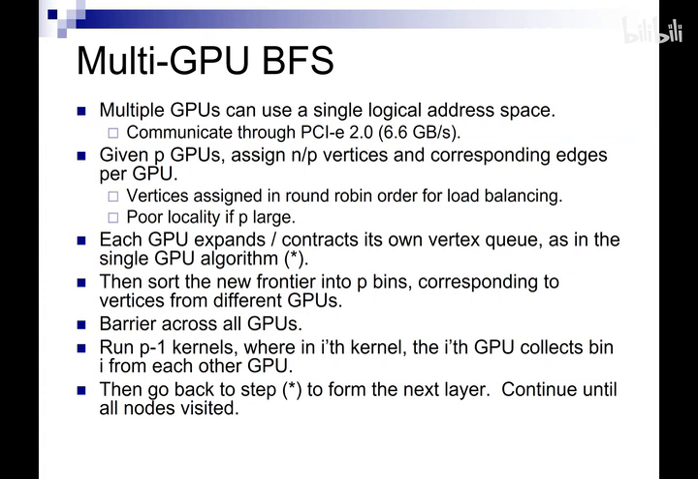And so now we can go back to this step over here, and now we can form the next layer after that. So we form things layer by layer, but each time we form a layer, every GPU has a mixture of nodes from different GPUs. So we need to make sure that every GPU grabs its own vertices first before we go on to the next layer.